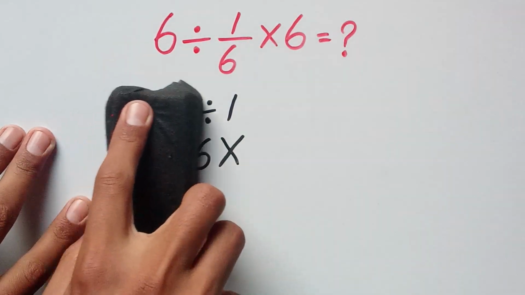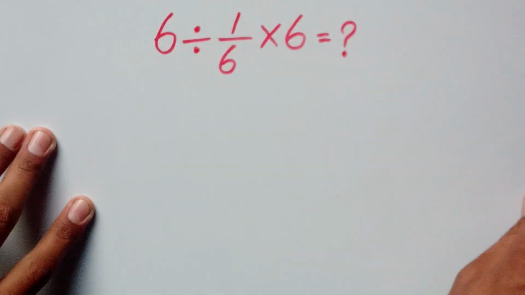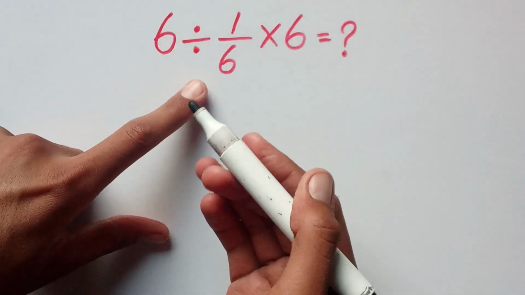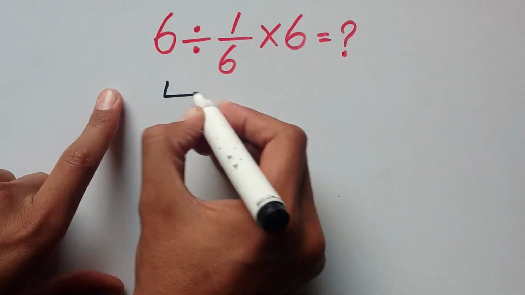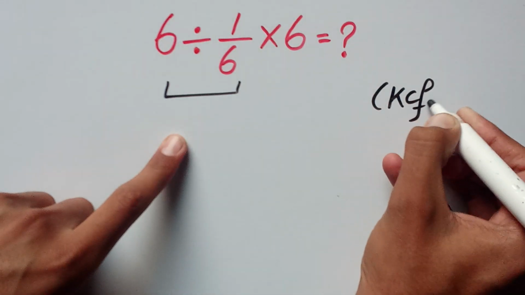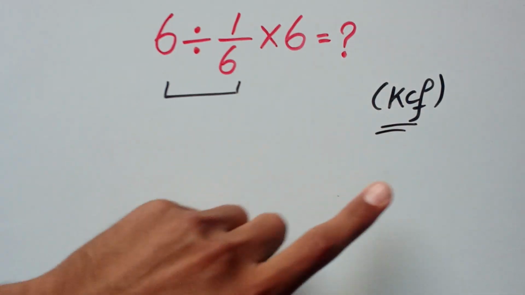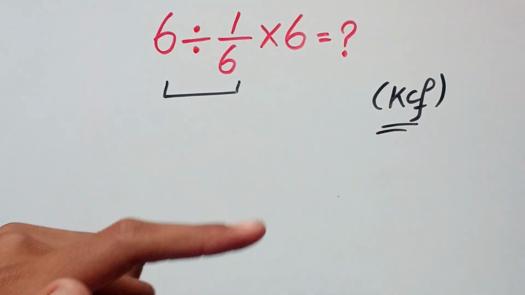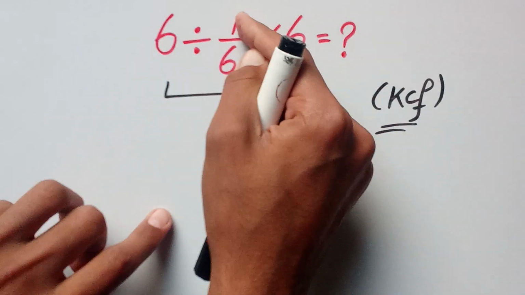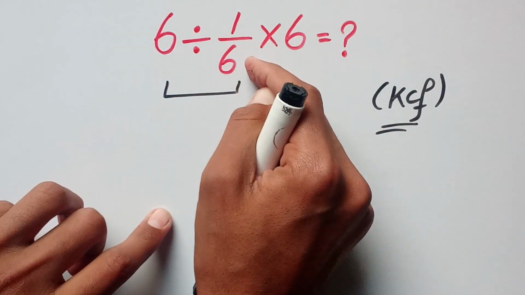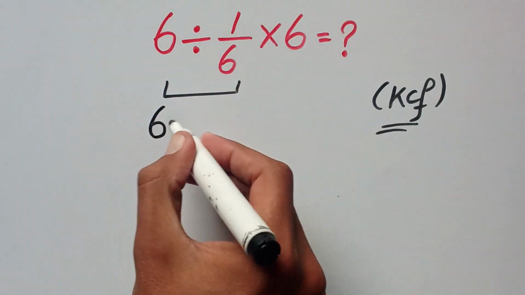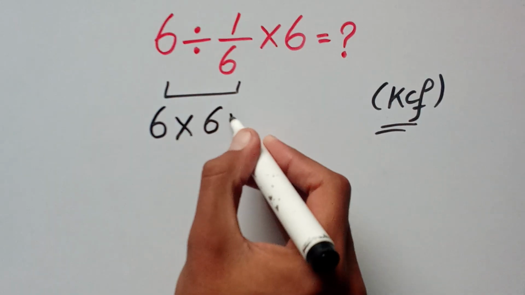So I can remove the wrong method and start the solution of this question. To solve this part, student, we follow the rule of KCF, which stands for keep, change, flip. According to the rule of KCF, whenever we change division to multiplication, the numerator changes to the denominator and the denominator changes to the numerator, and we can write the given question as 6 times 6 times 6.